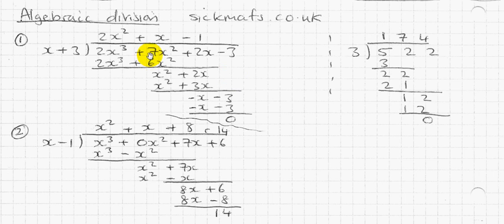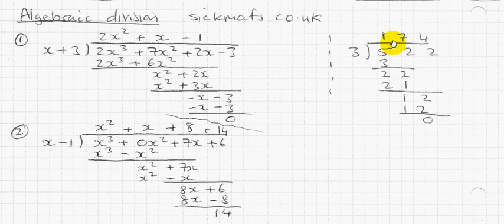So let's go to the algebraic version. A little bit more complicated than that, because this one's just got 3 and this has got x plus 3. It's a more complex thing you're dividing by, but it's not all that different. I'll begin with how many x's going into 2x cubed. Well, 2x cubed divided by x is 2x squared. So I do 2x squared times x plus 3, which is 2x cubed plus 6x squared.